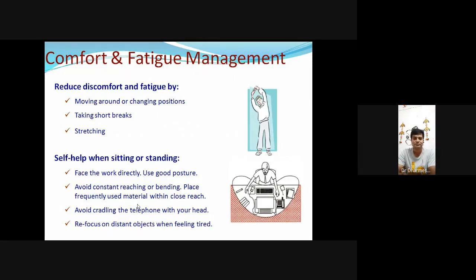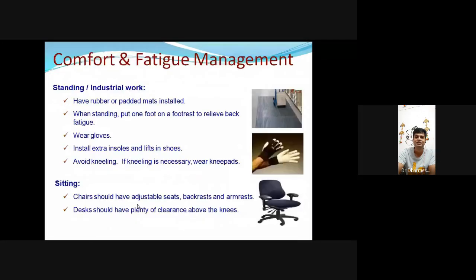Refocus on distant objects when feeling tired. So we need to reshuffle the objects which you are constantly using. If the person is constantly using a document folder or something which is kept in the tertiary area, that tertiary area item should be taken back to the secondary area. So reshuffling should be done whenever required.